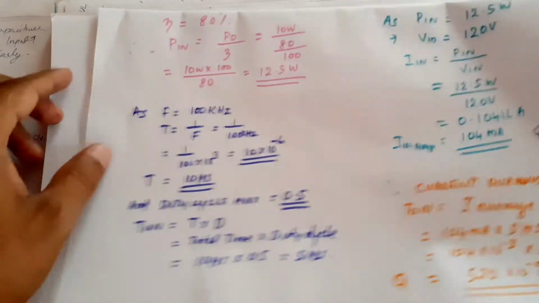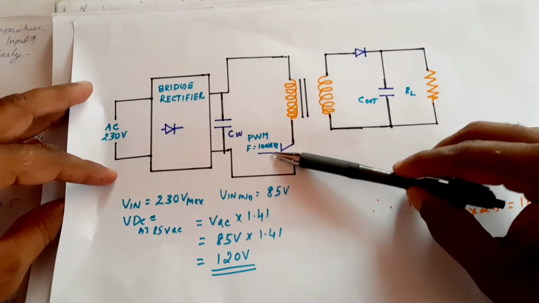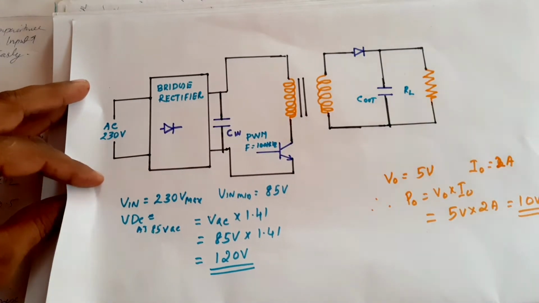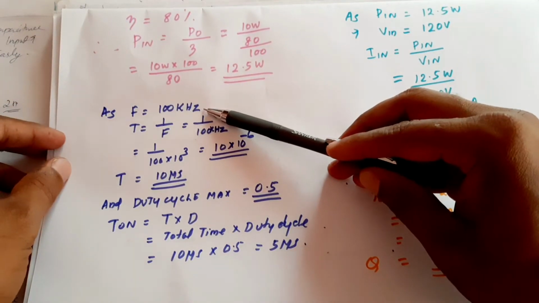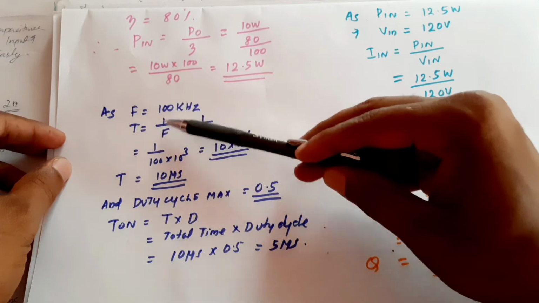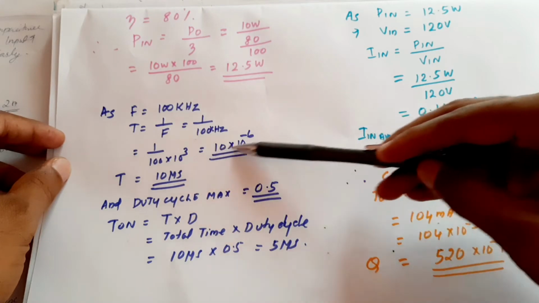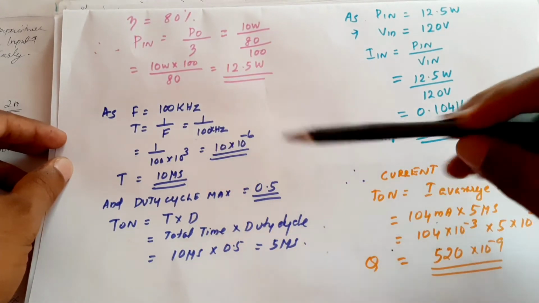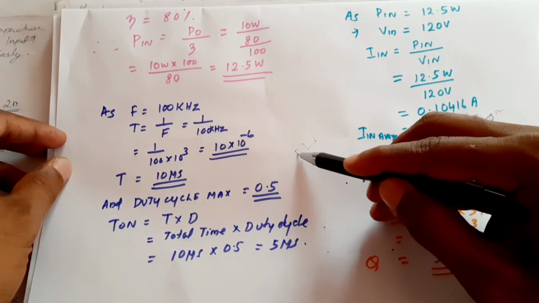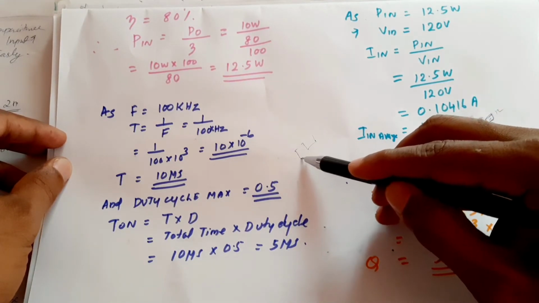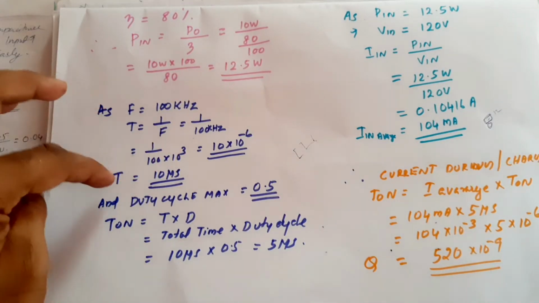Now, as we have seen from the circuit, we are switching the transistor on and off at 100 kilohertz frequency. This means that if the frequency is 100 kilohertz, the time period is 1 by f. 1 by f means 1 by 100 kilohertz, which gives 10 microseconds. The total time period will be 10 microseconds.